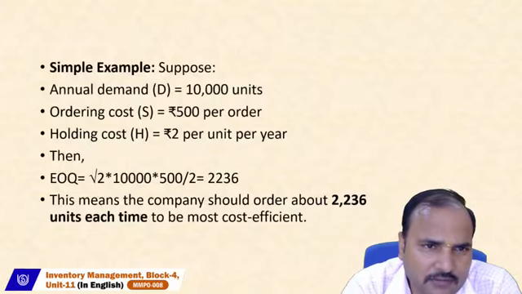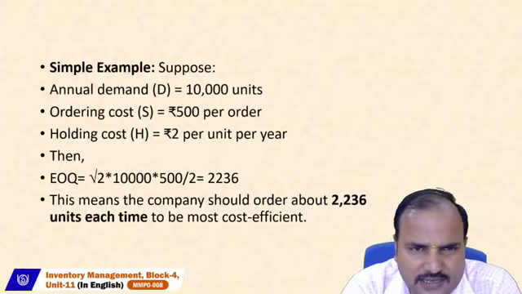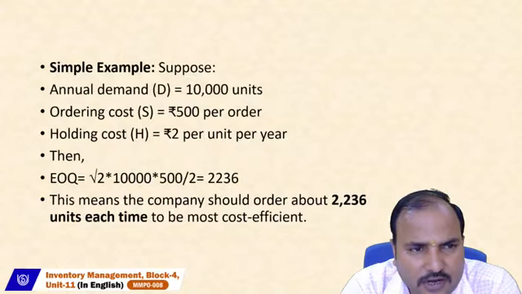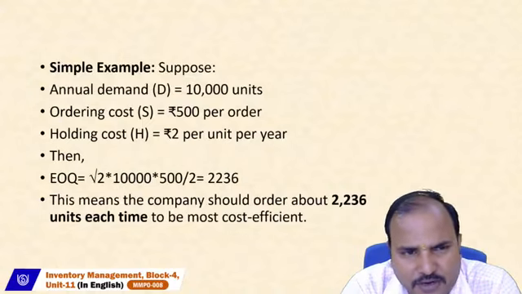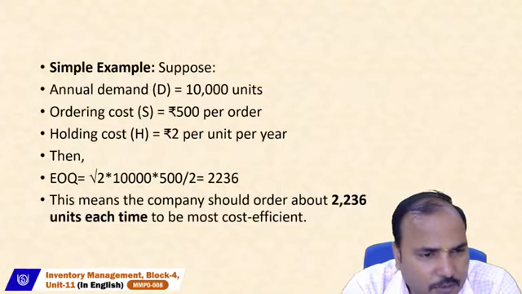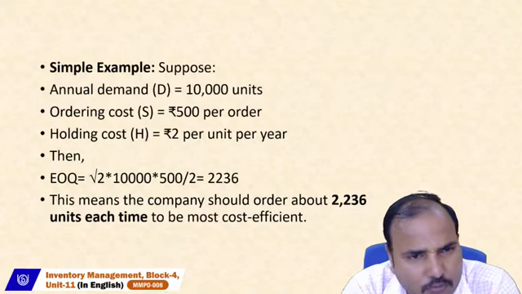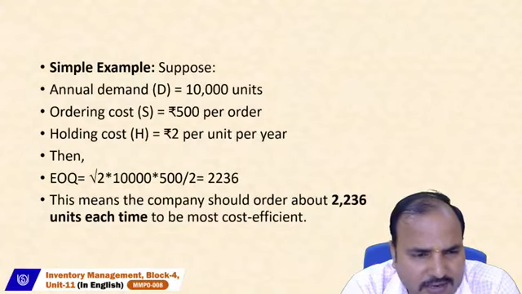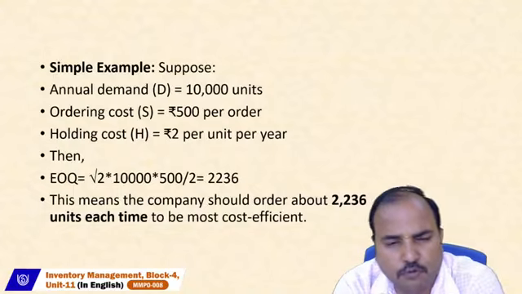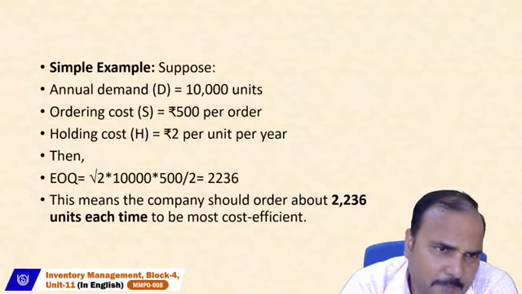And this is our example. Suppose annual demand is 10,000 units. Ordering cost S is 500 per order. Holding cost H is 2 per unit per year. Then EOQ can be found as the square root of 2 into 10,000 into 500 divided by 2. That will be 2,236. This means the company should order about 2,236 units each time to be most cost efficient.